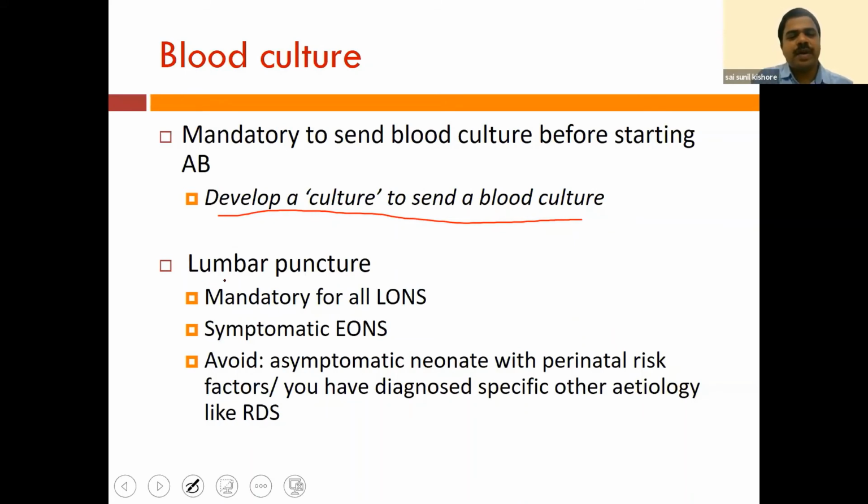Now coming to the lumbar puncture, LP. It is mandatory for all cases of late onset sepsis. In case of symptomatic early onset sepsis also, it is required in most scenarios. In some scenarios we can avoid it, like in a baby who is asymptomatic with perinatal risk factors and you are starting antibiotics only because of significant perinatal risk factors, or the baby has RDS and you have diagnosed the etiology as something like HMD. In those situations you can avoid it.